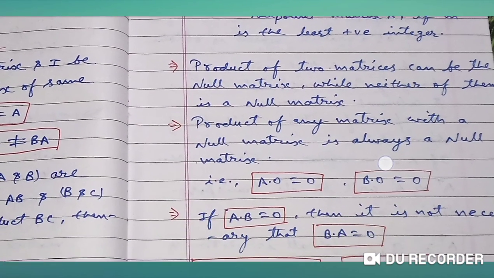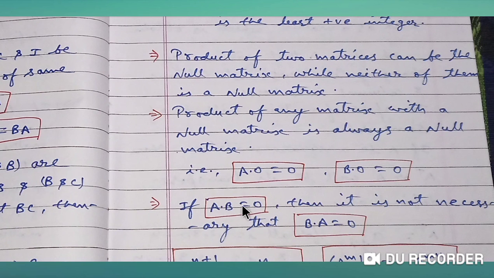Now coming to the next point, which says: the product of two matrices can be the null matrix while neither of them is a null matrix. As I have not explained the identity or unit matrix, I have also not explained the null matrix. So what is a null matrix? A null matrix is a type of matrix in which all elements are equal to 0. A matrix having all its components or elements equal to 0 is known as a null matrix.